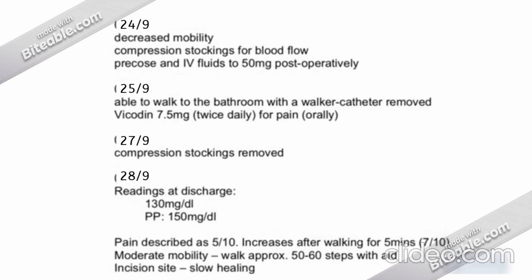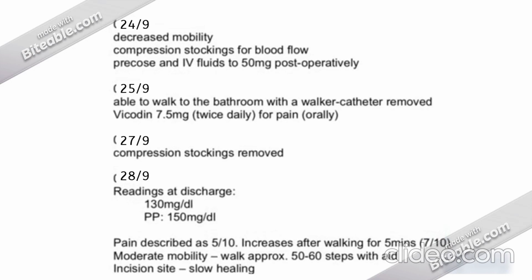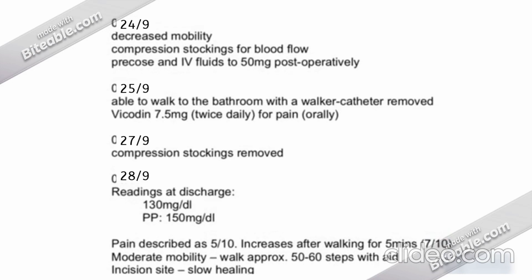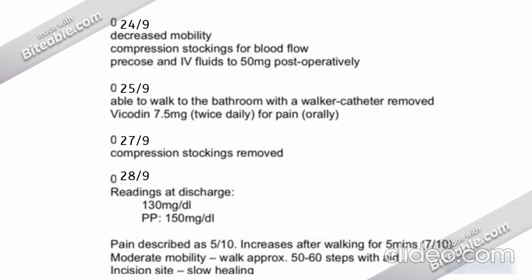Nursing management: this is pre-operatively on 16/9. They did HbA1c 6.5, fasting 125 mg/dl, postprandial 170. Anyway, these are all irrelevant data for us because we are going to write a letter to an occupational therapist. Anyway, 23/9 postoperative. Some data are given here. 24/9 decreased mobility, compression stockings for blood flow, Precox and IV fluids to 50 mg postoperatively. 25/9 able to walk to the bathroom with a walker, catheter removed.